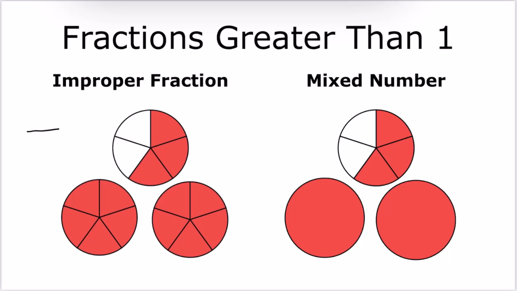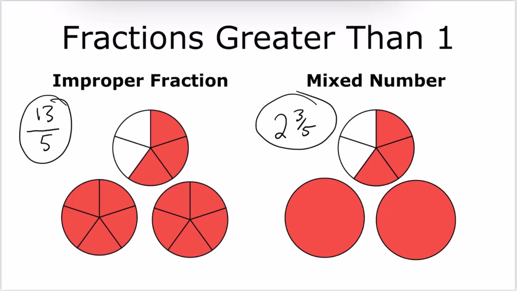In this case, we have circles that are split up into 5 equal pieces. So the number of pieces in the whole is 5, and the number of pieces that we have is 13. So this would be an improper fraction that represents this amount. But we could also represent it with a mixed number, which is basically a mixture of a whole number and a fraction. When we look at it as a mixed number, we think about it as being 2 wholes and 3/5. So this improper fraction and this mixed number are the same amount. They're just two different ways to express the same amount.